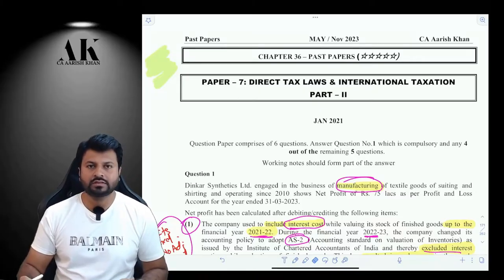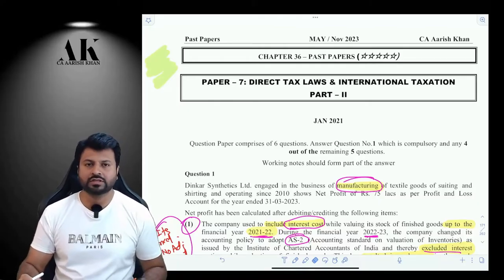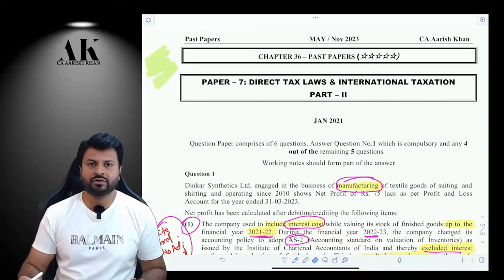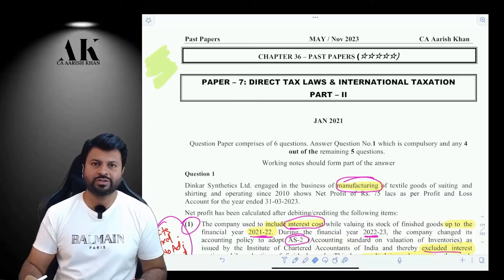So now I am coming towards my last commitment which I have made to you all, and that is the discussion of past papers. Here today we are going to discuss the last 5 past papers which are relevant for your exams for May 23 as well as for your November 23 exams in full English, especially dedicated to my South India students, so that you guys should not feel left out.